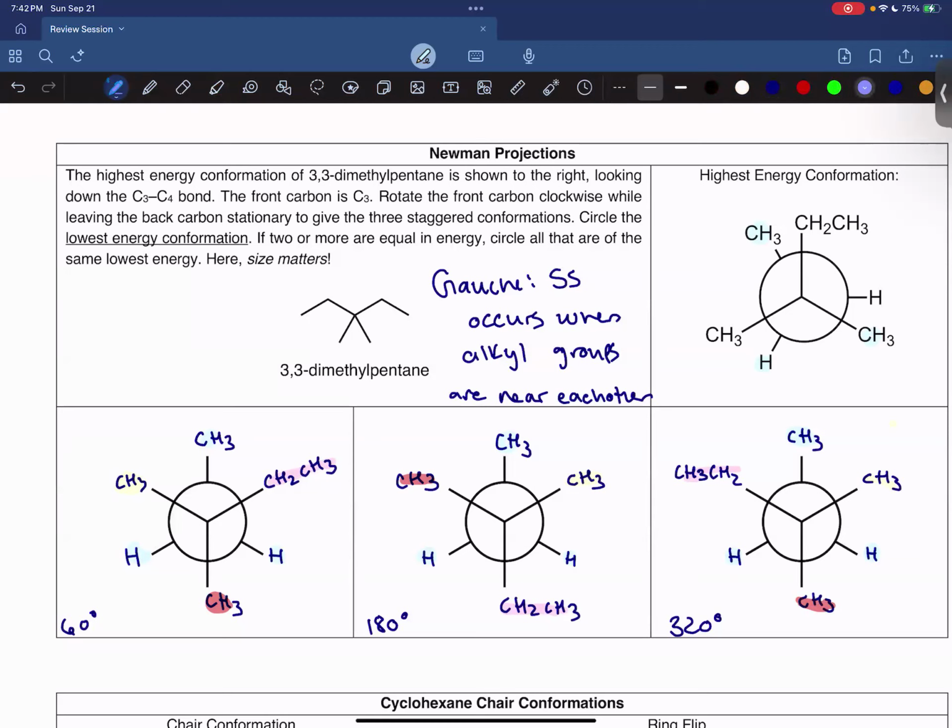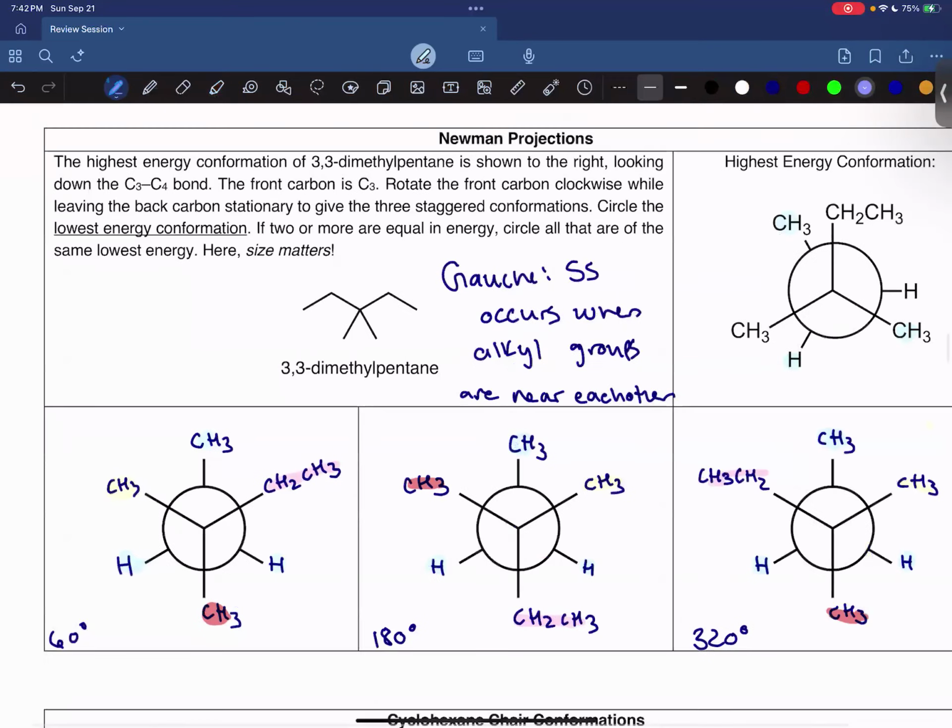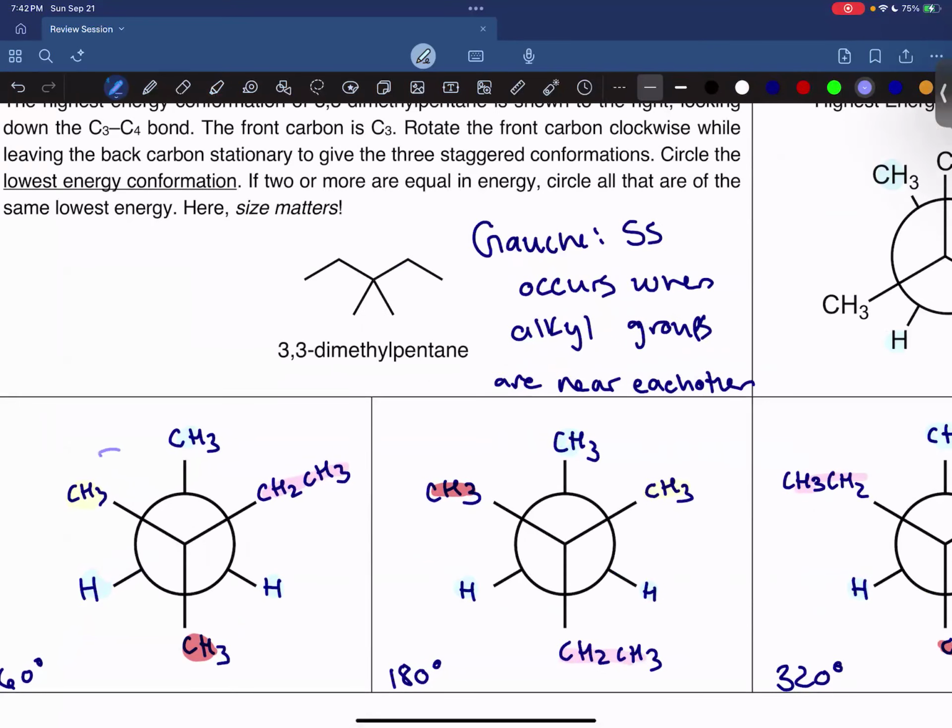So now we're going to approximate how much strain is going on in each of these different conformations. So I believe gauche strain is about 0.9, whatever the unit is, 0.9 of strain, whatever that means. So I like to denote it by this is about 0.9 gauche strain. And then this is going to be more than 0.9.